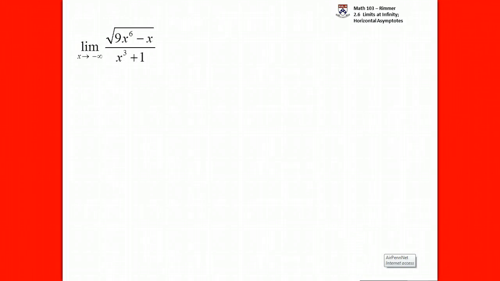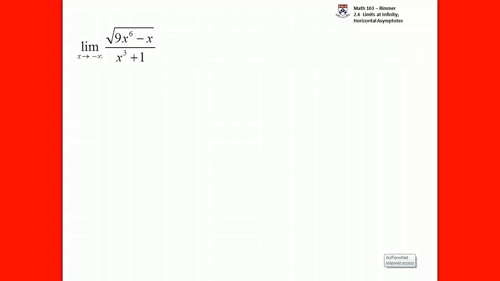Right, so we have the limit as x goes to negative infinity of the square root of 9x to the 6th minus x, all divided by x cubed plus 1. Okay, x is going towards negative infinity. And so the leading power in the denominator is definitely x cubed. The degree of the denominator is 3, and we can't match this whole numerator degree, denominator degree idea since there's this root involved.